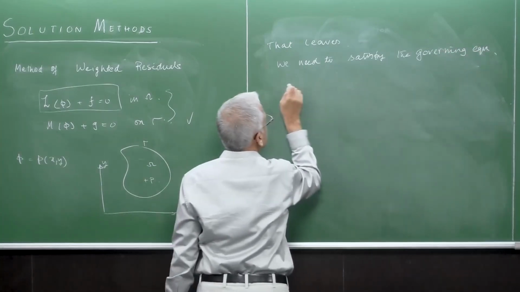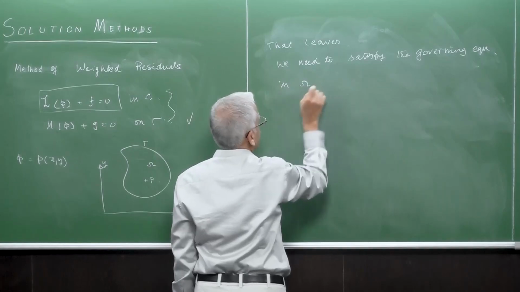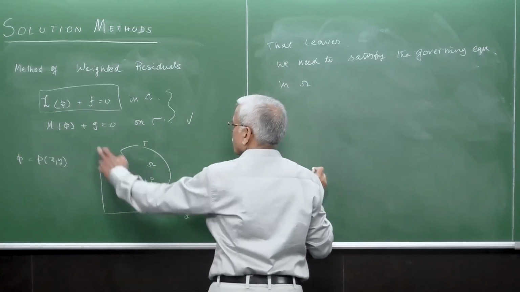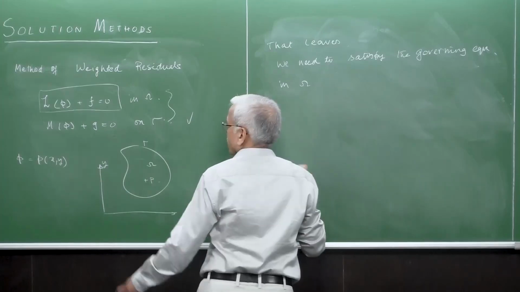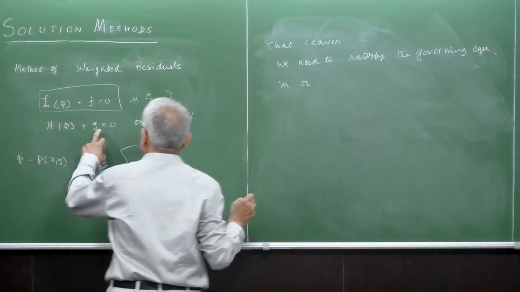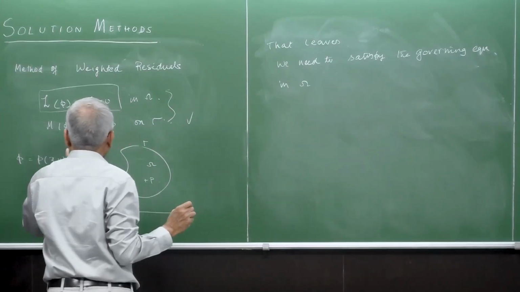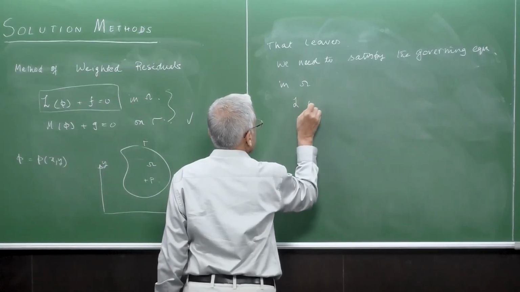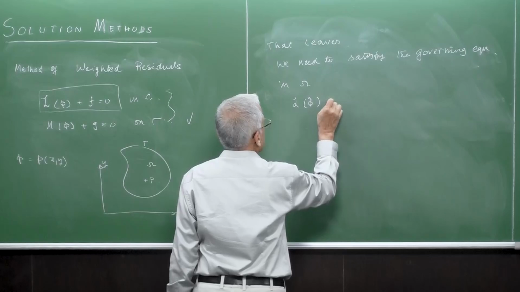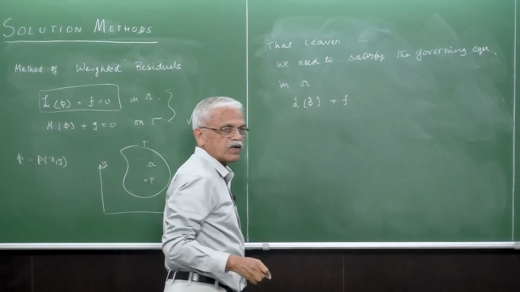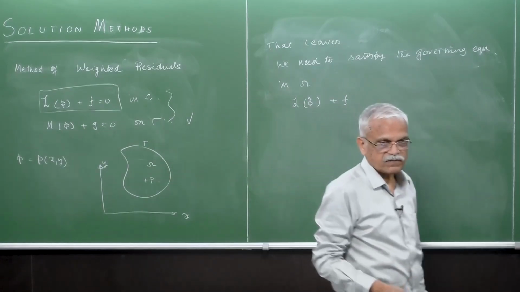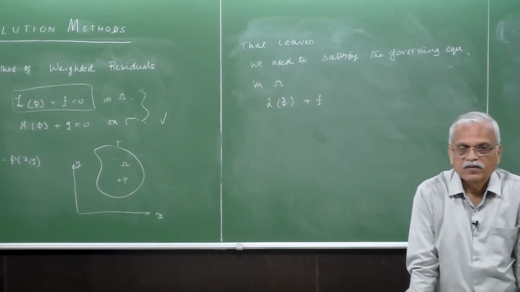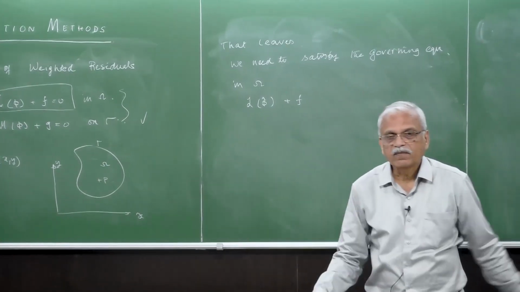Governing equation in omega. So what we need to do is this: M phi hat plus g has been satisfied for any set of a's, but what is left out is L phi hat plus f. So we want to make it 0. If this is satisfied, then the whole problem is satisfied, and that will be the solution.